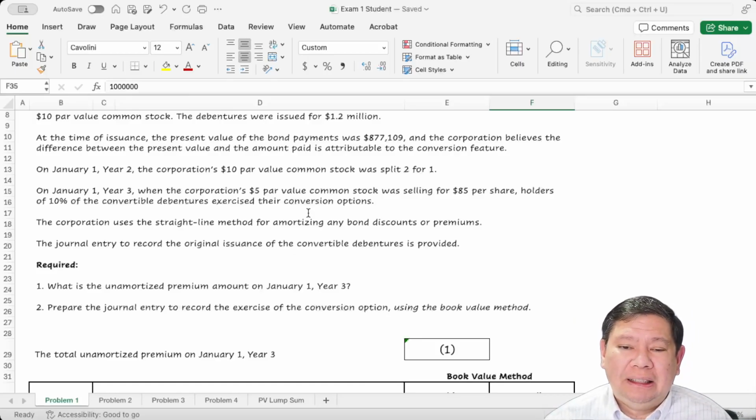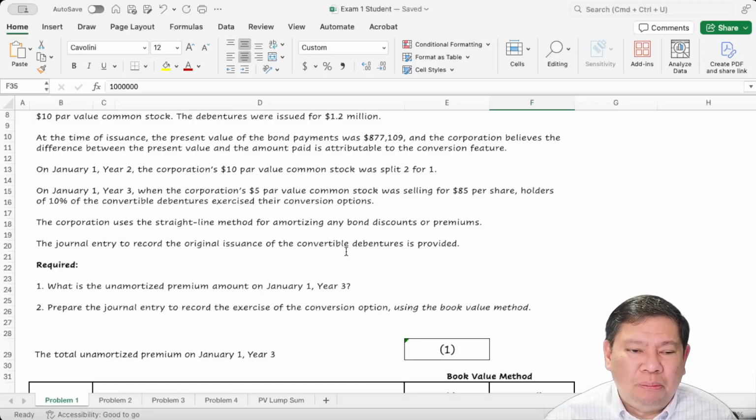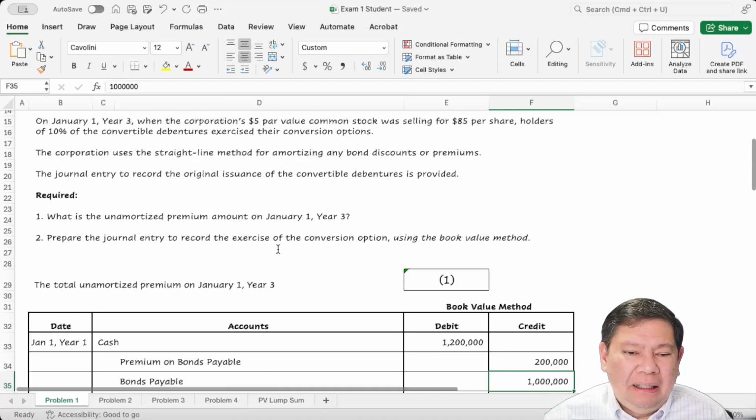So some stockholders think maybe it's a good idea to exercise the option and get the common stock. Holders of 10% of the convertible debentures exercise their conversion options. The corporation uses straight line for amortizing any bond discounts or premium for 5 years. Straight line, basically we just divide by 5. And then the journal entry.